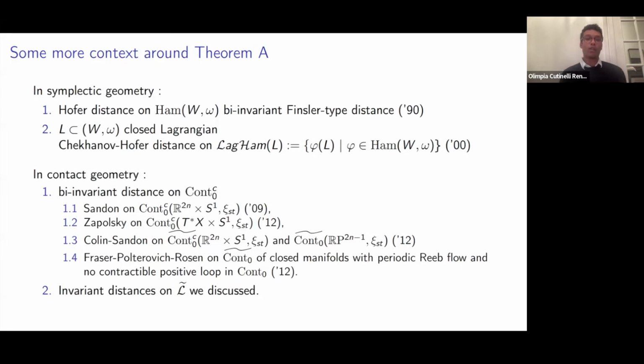And the second one is that all the bi-invariant distances on the group of contactomorphisms and invariant distances on spaces of Legendrians were all taking discrete values, so integer values. Actually, Fraser, Polterovich, and Rosen showed that it has to be the case on the group of contactomorphisms, as we will see more precisely later. And I showed that it has to be the case also for Legendrians. And this is the next slide.